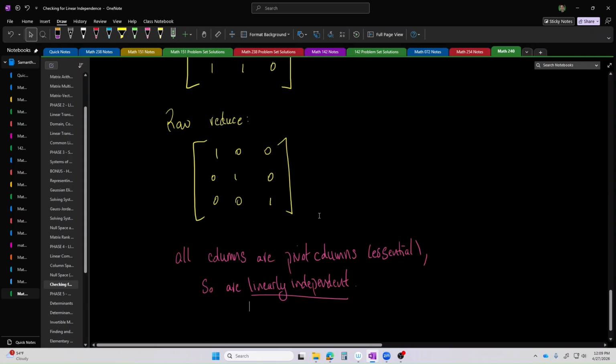So that concludes this video. If you have a collection of vectors and you're trying to determine if they are linearly independent or linearly dependent, you can do that by using the vectors to form the columns of a matrix and then investigating the null space of that matrix to determine whether or not that null space has any non-zero vectors inside of it.